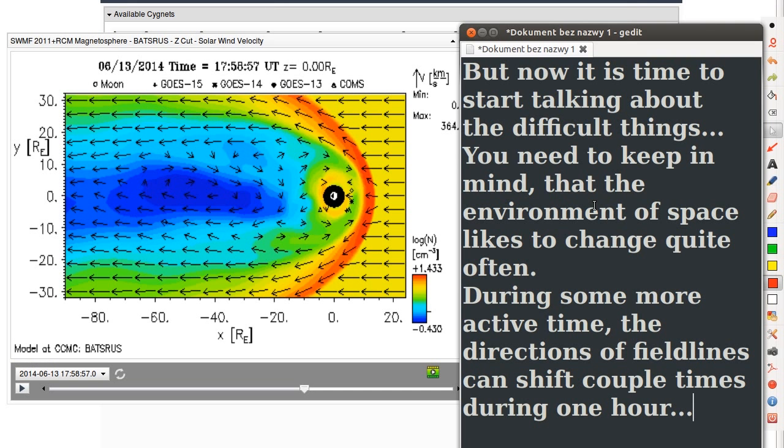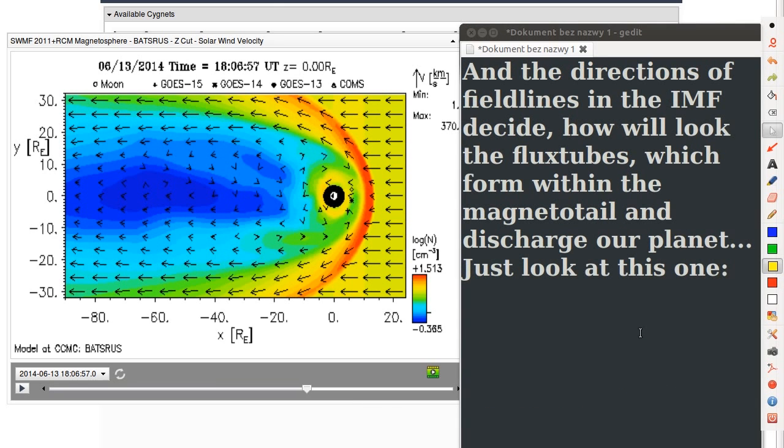But now it is time to start talking about the difficult things. You need to keep in mind that the environment of space likes to change quite often. During some more active time, the directions of field lines can shift couple times during 1 hour. And the directions of field lines in the IMF decide how will look the flux tubes which form within the magnetotail and discharge our planet. Just look at this one.